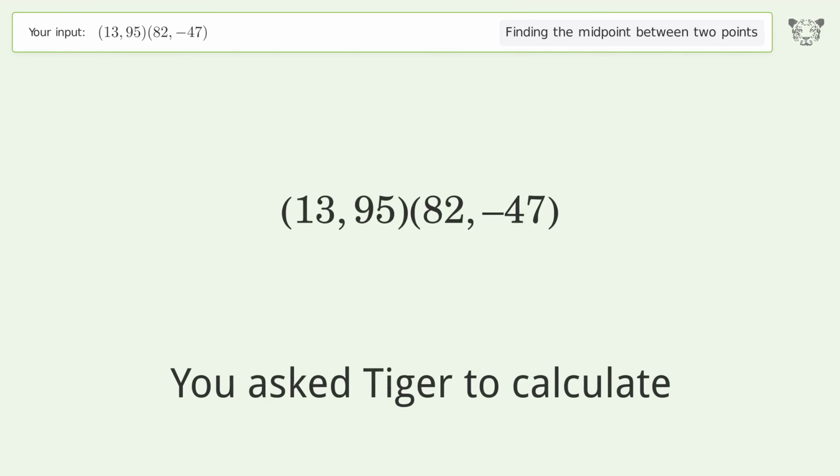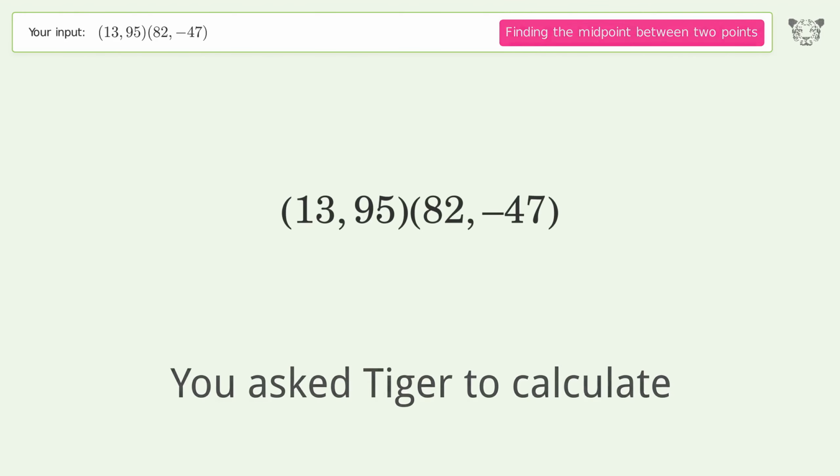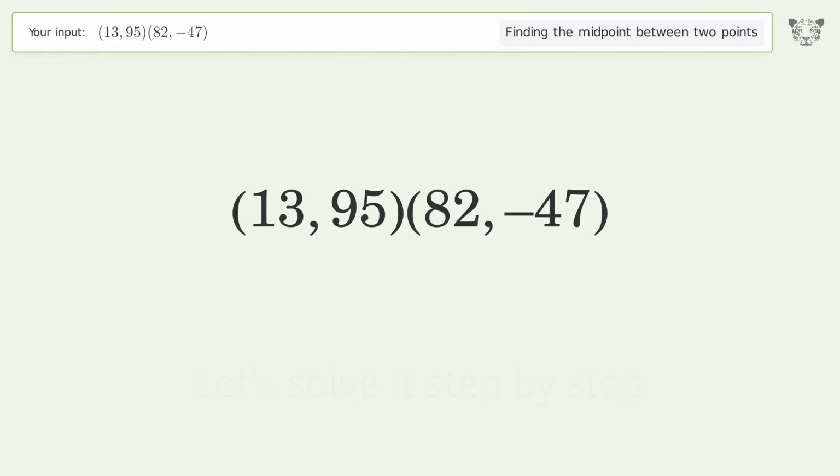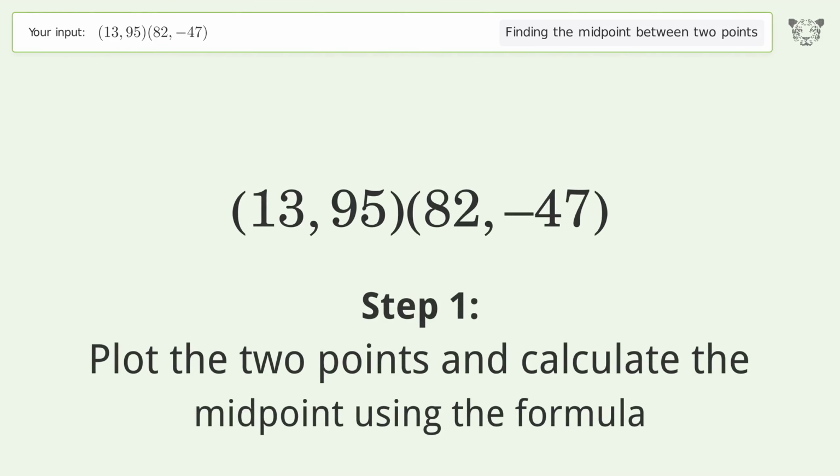You ask Tiger to calculate. This deals with finding the midpoint between 2 points. The midpoint between the 2 points is 47.524. Let's solve it step by step. Plot the 2 points and calculate the midpoint using the formula.